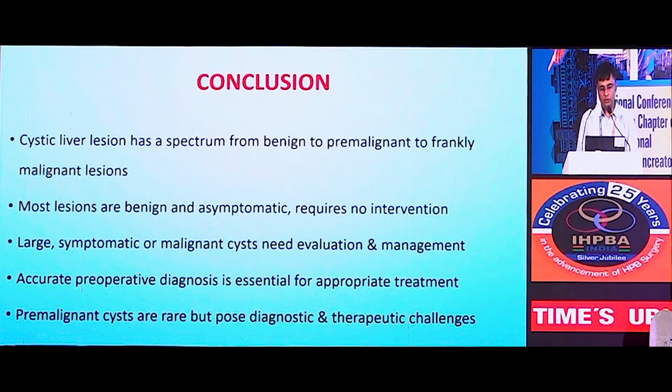In conclusion, cystic liver lesions have a spectrum from benign to pre-malignant to frankly malignant lesions. Most lesions are benign and asymptomatic and require no intervention. Large symptomatic or malignant cysts need evaluation and management. Accurate preoperative diagnosis is essential for appropriate treatment. Pre-malignant cysts are rare but pose diagnostic and therapeutic challenges.